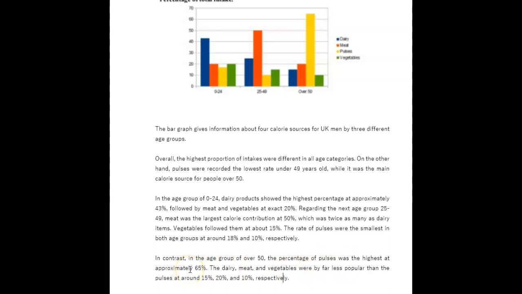And then the other three food groups were far less popular in comparison, full stop. Meat at 20% was just a third of the proportion of pulses, okay? And dairy and vegetables were even less than this. Dairy was only 15%, and vegetables was the lowest category at 10%. So just emphasize that this is the lowest.